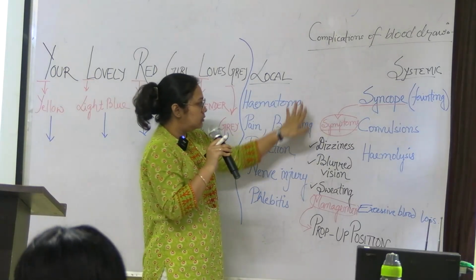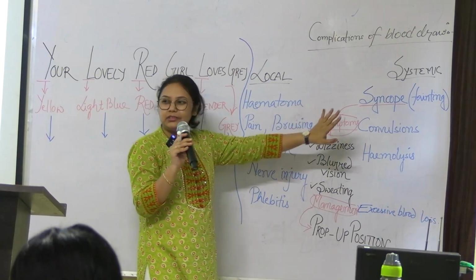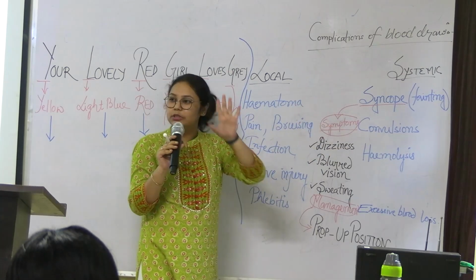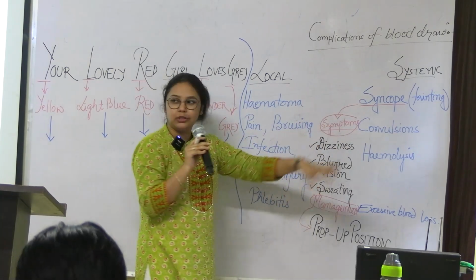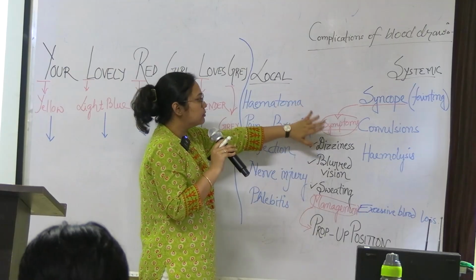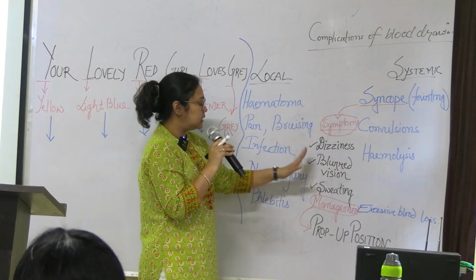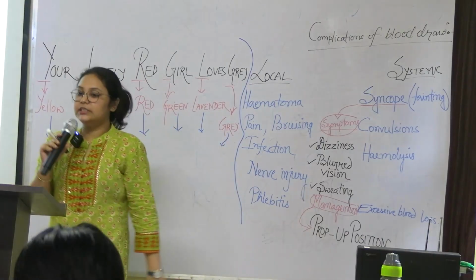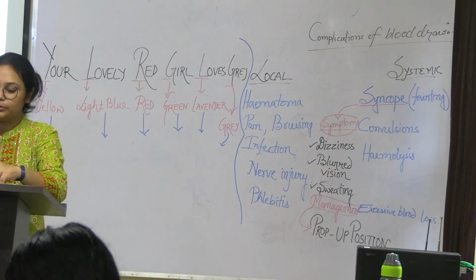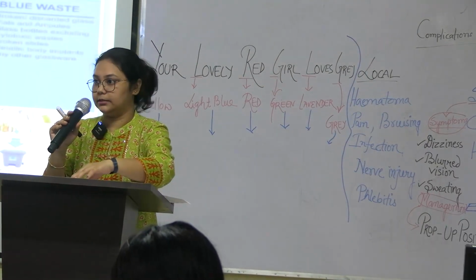So the symptom, syncope is the most important in systemic. Okay, so these are, you will come to know in your clinical postings. So symptoms of syncope are dizziness, blurred vision, sweating, etc. Management is proper position. This is a position in which we ask the patient to raise the legs.